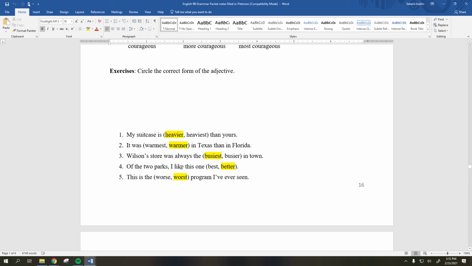Of the two parks, I like this one better. Out of the two parks, I like this one better. Two implies the comparative. And 5, this was the worst program I've ever seen. So out of all the programs that you've ever seen, this one was the worst, superlative.